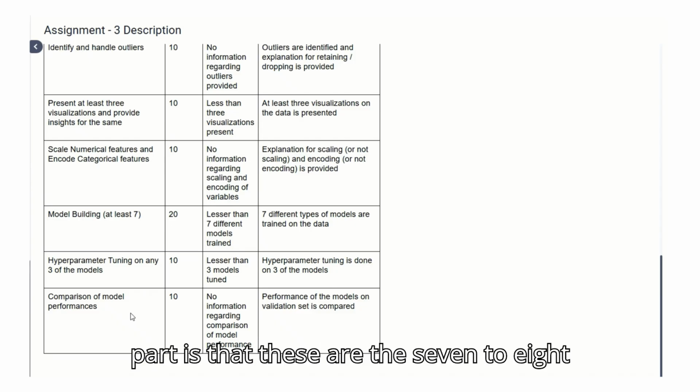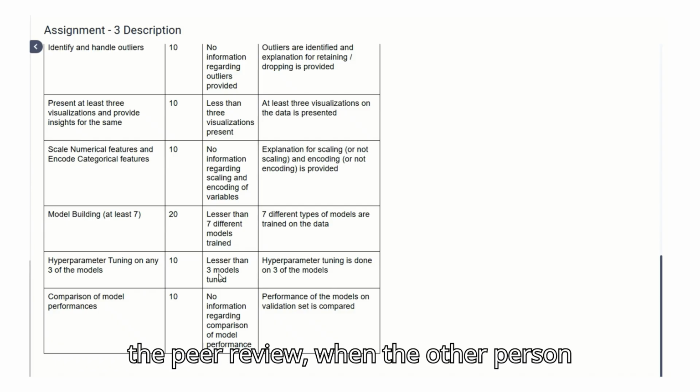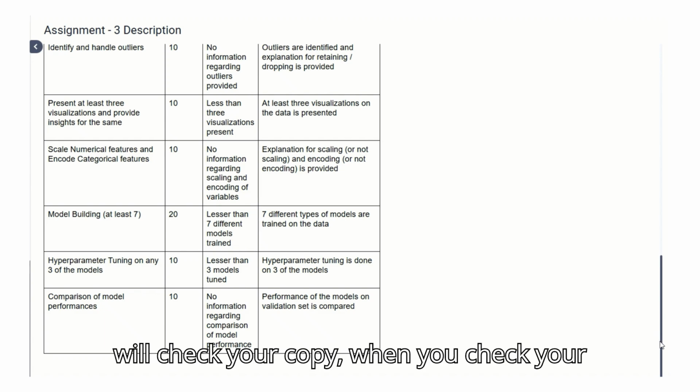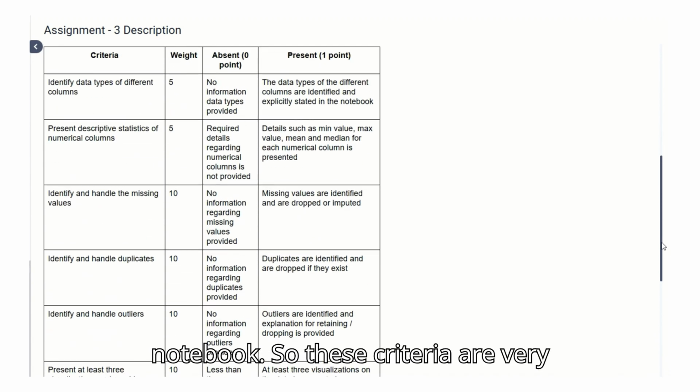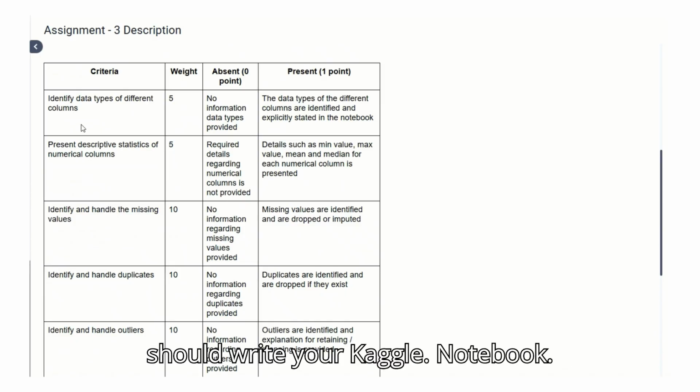And the second part is that these 7 to 8 points, which are the rubrics, will be considered in the peer review, when another person checks your notebook. So these criteria are very important. Now I will show you how you should write your Kaggle notebook.